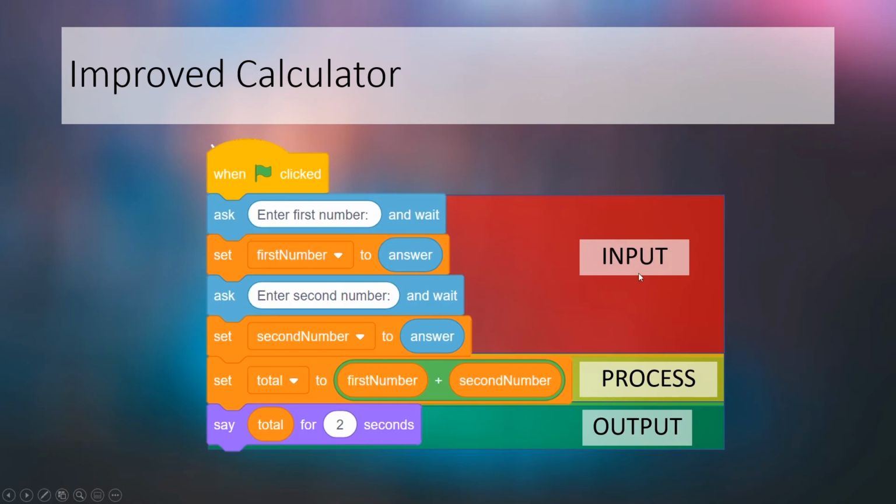So our two ask blocks and our set blocks for first and second number are our input. That's where we take information into the system. When we create the value for total, that's our process. We're taking the information we've taken in and doing something to it to create new information. Finally, when we use the say block, that is our output. We are displaying something to the screen.